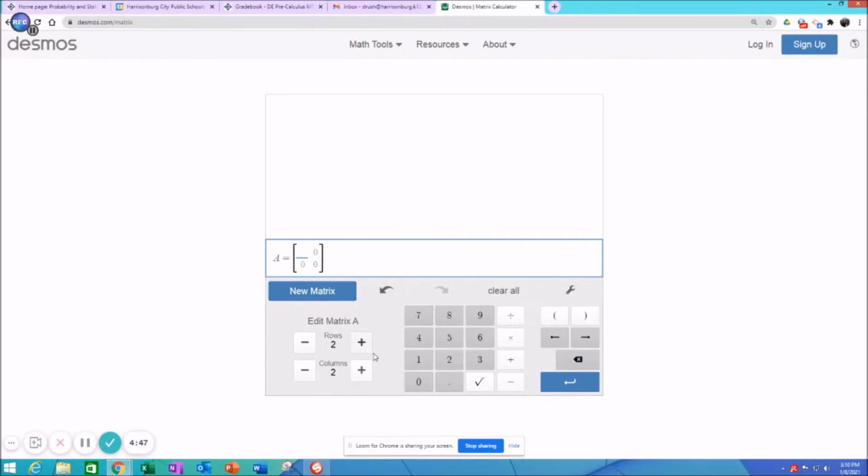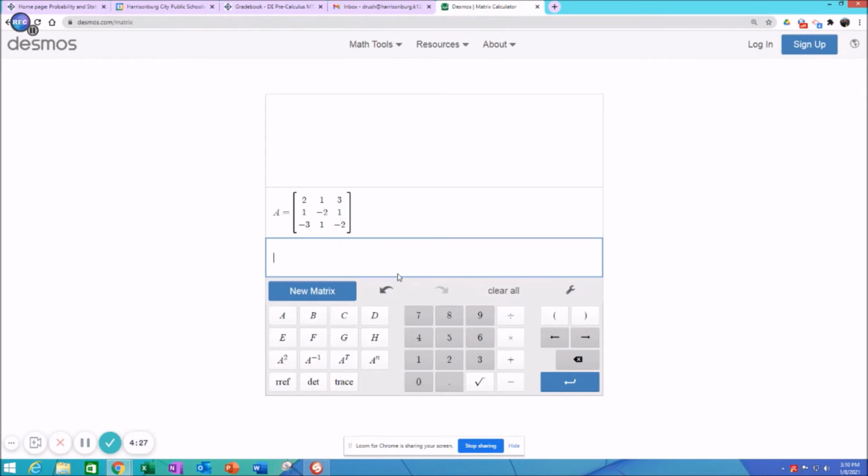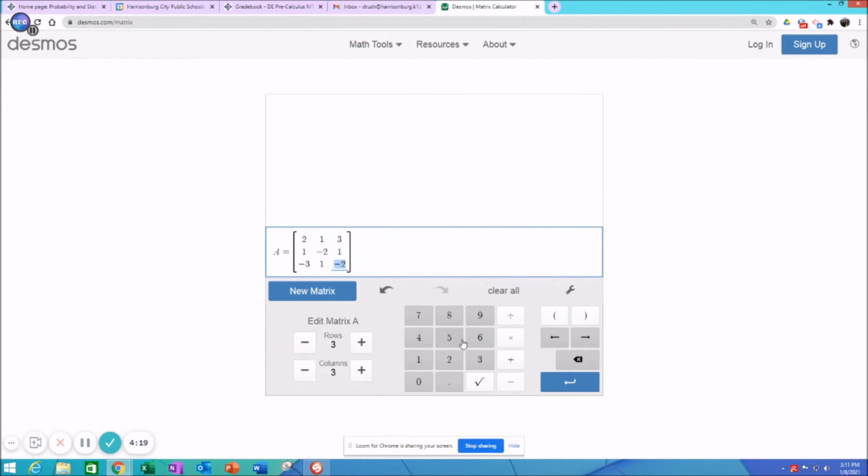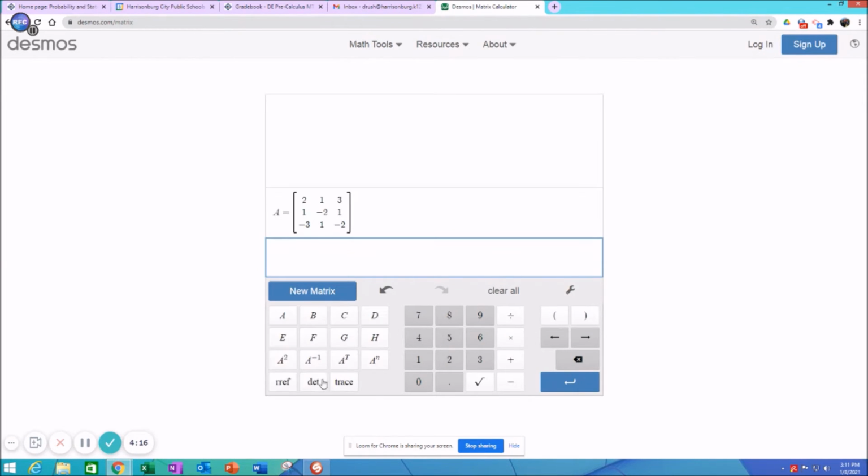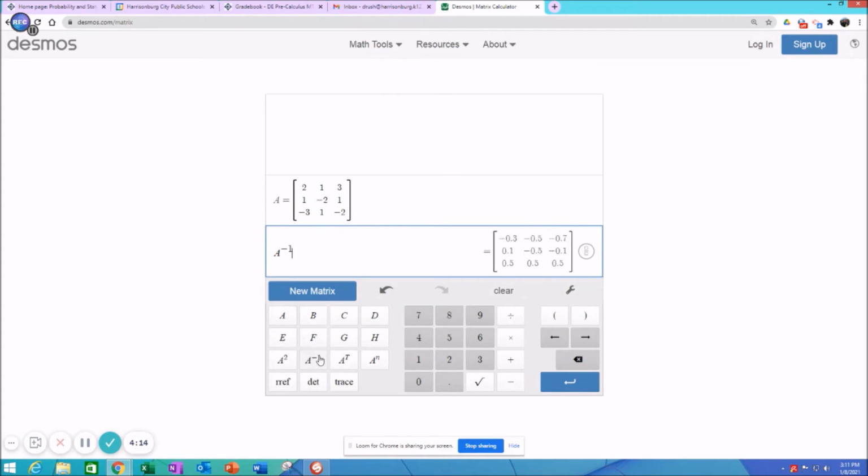Matrix A was a 3 by 3 matrix. Okay, so there I have matrix A. Now to find the inverse of that matrix, I'm just going to hit this button right here. I have to put matrix A first and then the inverse. So there is the inverse, okay? And you can turn it to fractions there if you want to. So that's a real easy way to find your inverse and make sure you get it.